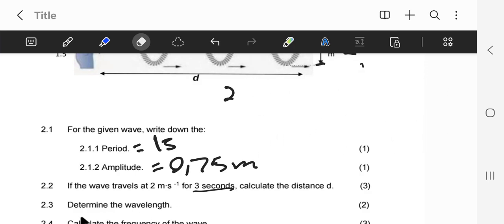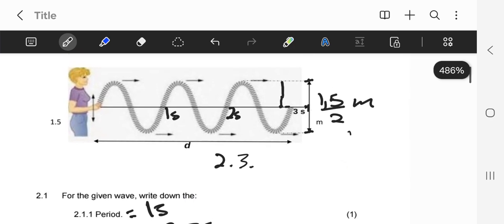2.3 wants us to find the wavelength. Before we find the wavelength, let's give the definition of wavelength. So wavelength, by definition, is the distance between two consecutive points which are in phase, or you can say it is the distance between two successive points that are in phase.